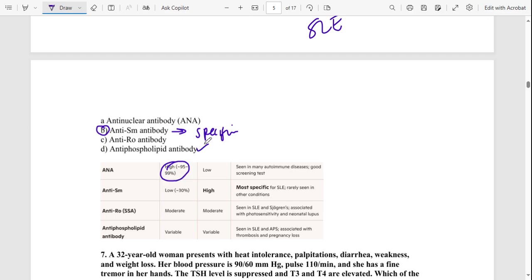Same with the antiphospholipid antibodies and the anti-Ro antibodies. They are also in lupus, but they can be in other conditions. For example, the antiphospholipid antibodies will be in antiphospholipid syndrome. The anti-Ro antibodies can also be in Sjogren's syndrome.